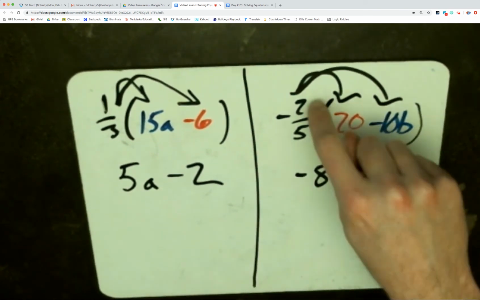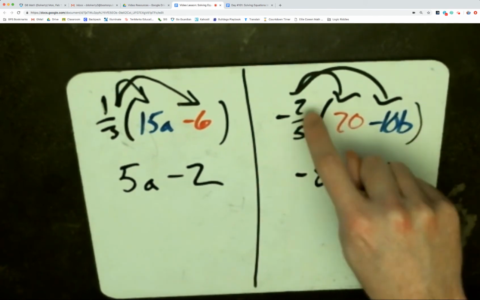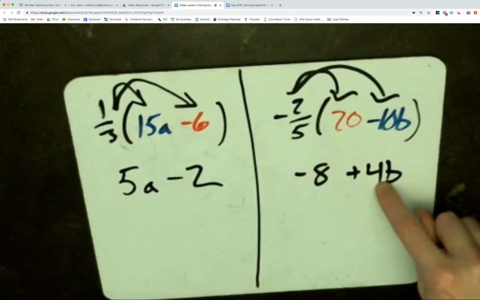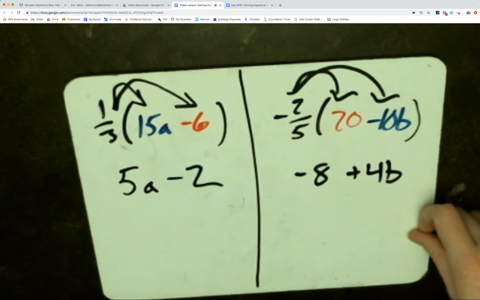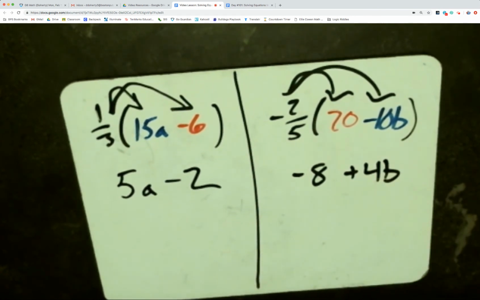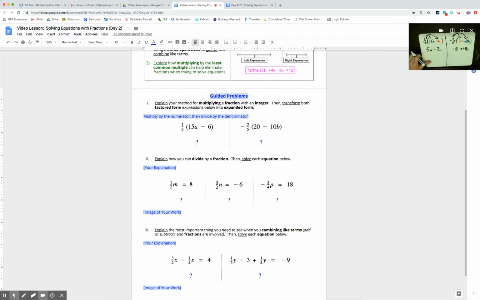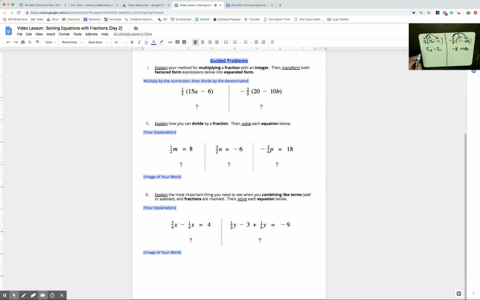Could have done 20 times 2, which is 40. 40 divided by 5 is 8. 10 times 2 is 20. 20 divided by 5 is 4. Either way, we get -8 plus 4b. If you or your neighbor have questions, definitely put them on Classroom Q. Ask some questions of me or Miss Stewart so we can make sense of what's going on with multiplying with fractions. I think most of you are good there.